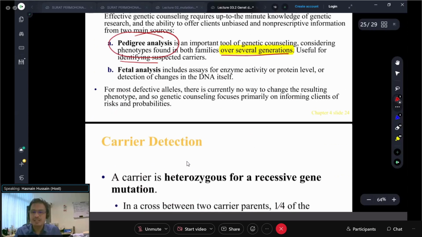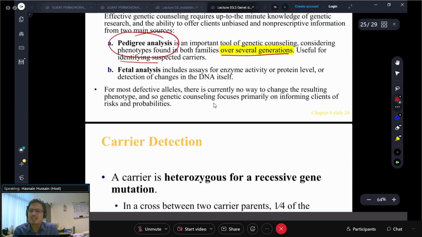All right, then sometimes fetal analysis can be done by looking at certain enzyme or protein levels. Sometimes you can also detect changes in the DNA itself. For example, spina bifida sometimes can be detected through fetal analysis before the pregnancy comes to full term. For most genetic disorders, there is currently no way to change the resulting phenotype.